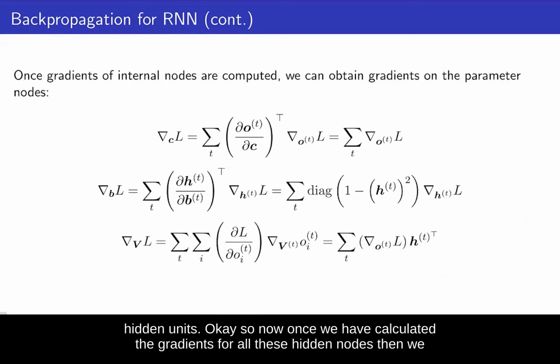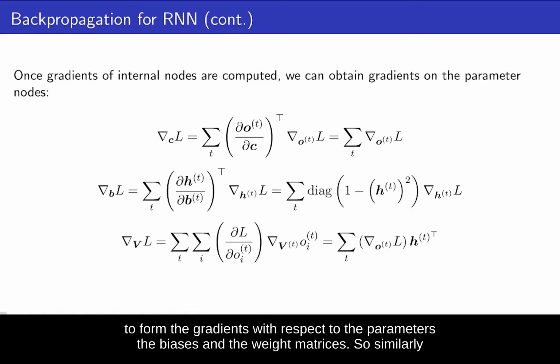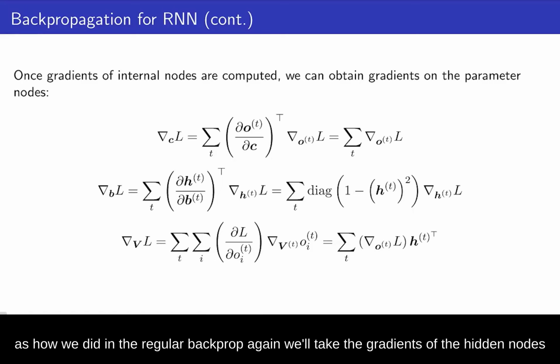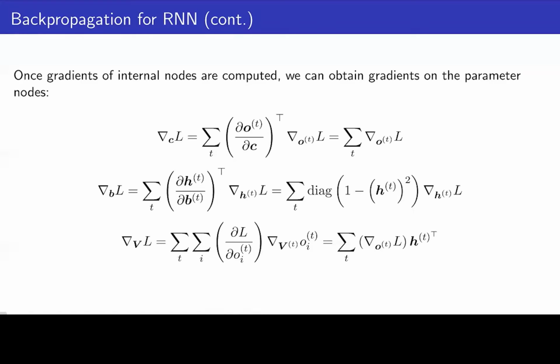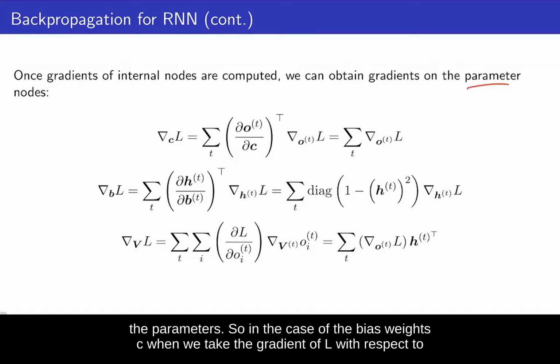Okay, so now once we have calculated the gradients for all these hidden nodes, we can use these partials, these gradients of L with respect to the hidden units in our sequence, to form the gradients with respect to the parameters, the biases and the weight matrices. Similarly to how we did in regular backprop, we take the gradients of the hidden nodes and the outputs, and we chain them by differentiating the outputs or the hidden units with respect to the parameters.